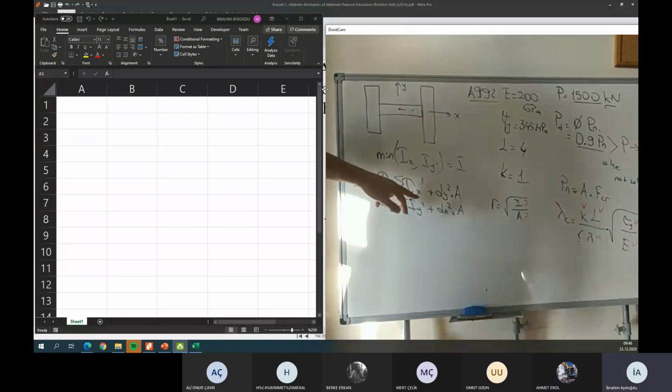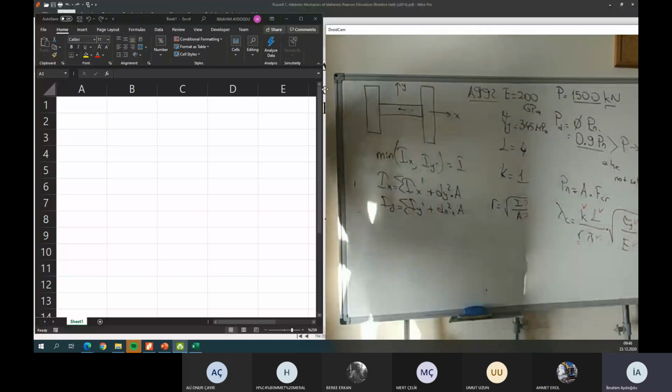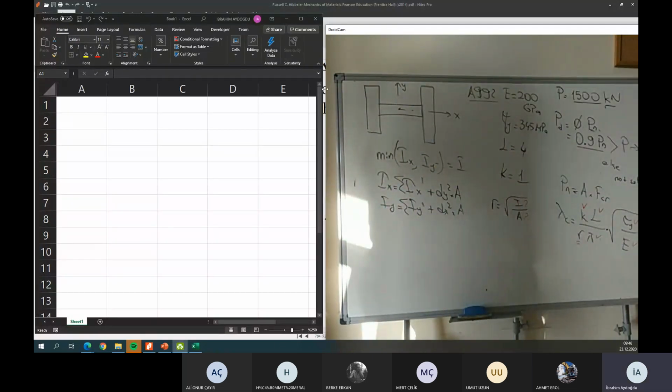What does prime mean? Prime means the moment of inertia of the part in its local axis, at its local centroid, okay? Also, dy is the vertical distance between the system centroid and the part centroid. Did you understand? Do you have any big trouble with moment of inertia? Yes or no?